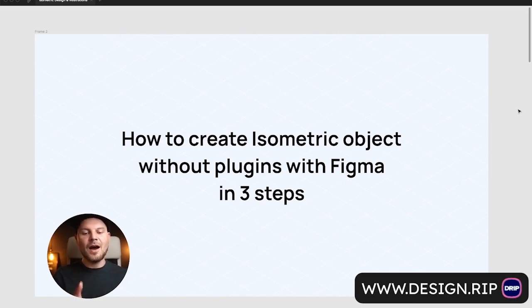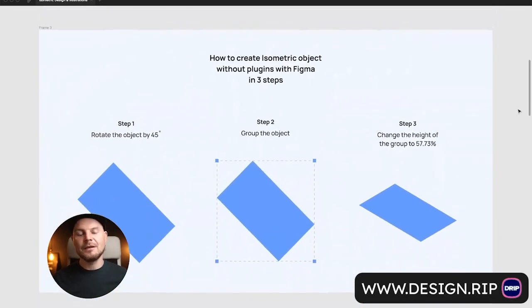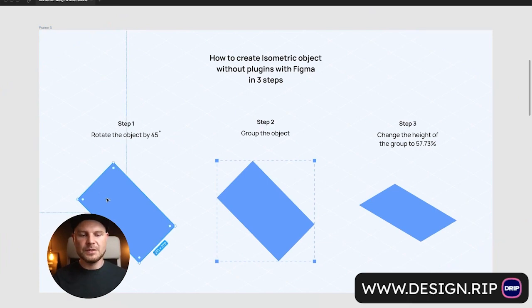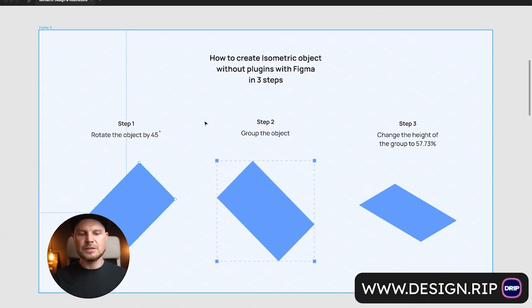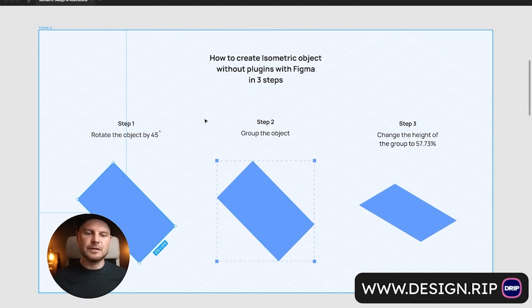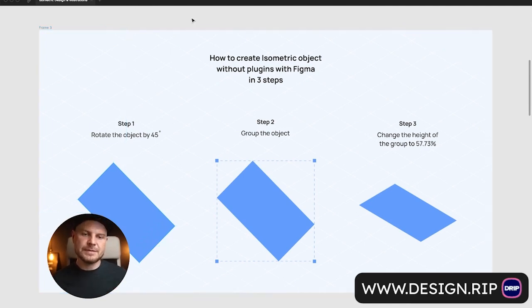First of all, I want to show you how to create an isometric object without plugins with Figma in just 3 steps. It looks like this. So you have step 1: take your object, absolutely anything, any object, just select it, and rotate it by 45 degrees. It can be clockwise or counterclockwise, it doesn't matter. So instead of this direction, it could be this one. Later I will show you the difference between these two directions, but for now, just keep this in mind. Step 1, rotate by 45 degrees.